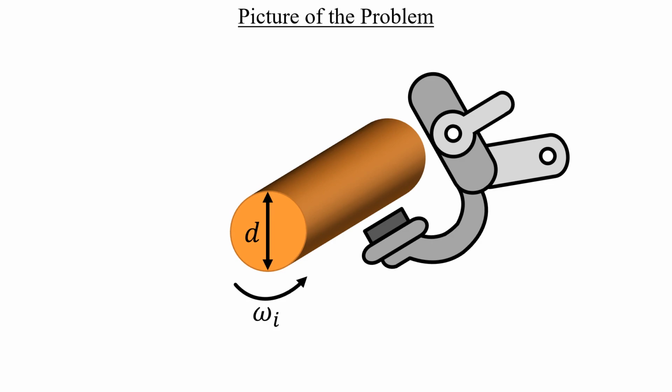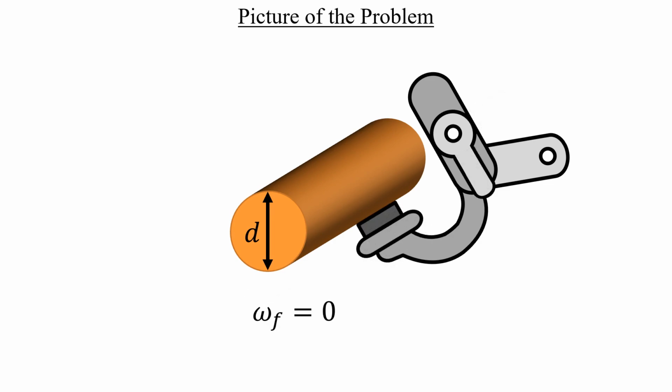We're given the cylinder's diameter, the initial angular speed, and once the brake is engaged, the cylinder rotates just a little over 5 times before coming to a stop. Since we're given the number of rotations before stopping and not the amount of time it takes to stop, we need to approach this one carefully. Let's begin by using the sum of torques equation as our starting point.